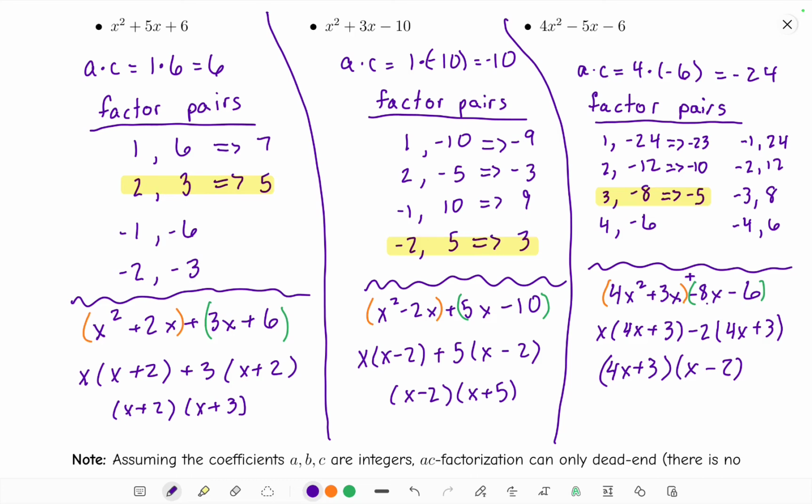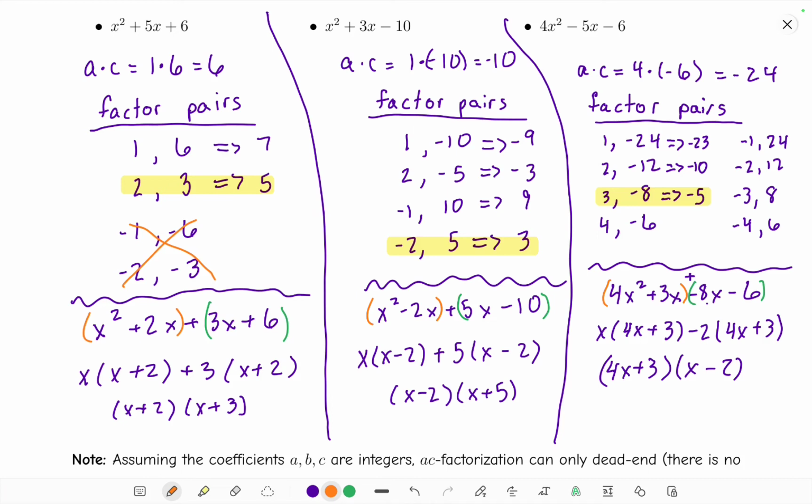Then, I did say pay attention to the sign, because you don't have to write out all the factor pairs necessarily. Like for the first one, since they multiplied to a positive number, they're either both positive or both negative. But since I'm looking for when they add up to a positive, that means they're both positive. So I didn't have to write these two at all.